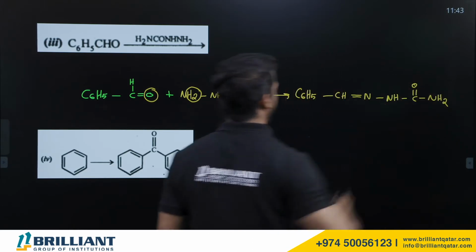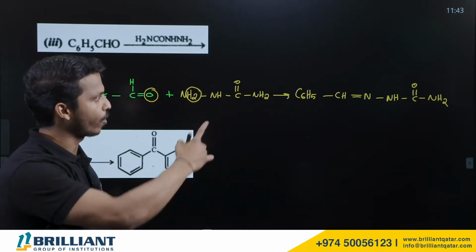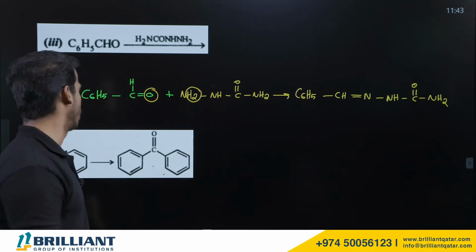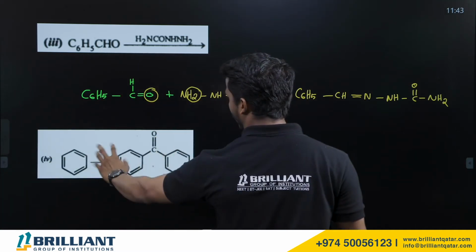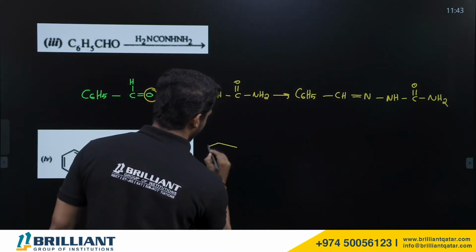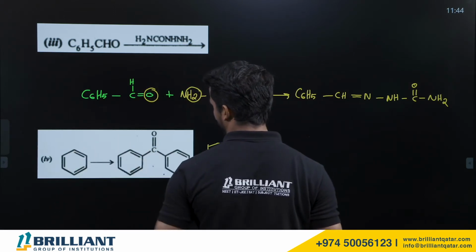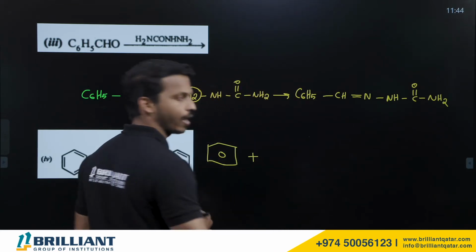We studied before, when an aldehyde or ketone is treated with semicarbazide, the product is called semicarbazone. Okay, general name, semicarbazone. What about here? Here they have given the starting material and product. What is the reagent? Dear students, here benzene is given. If you want to prepare this, what is this? Benzophenone. If you want to prepare this, you have to do Friedel-Crafts acylation.